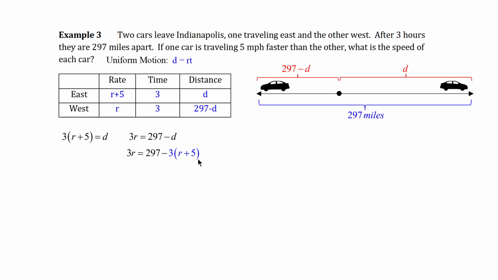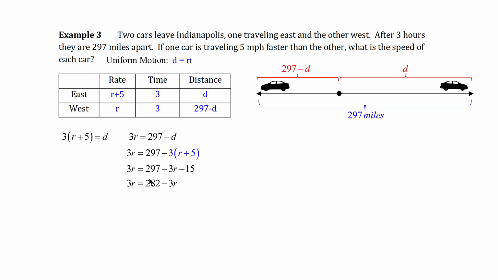From here, we could distribute the minus 3 into the parentheses to the r and the plus 5. When we do the distribution, we get negative 3r minus 15. We could bring down the 297 and the 3r on the left-hand side. We get 3r equals 297 minus 3r minus 15. Next, we could combine like terms on the right-hand side. We have 297 minus 15 is 282, and we could bring down the minus 3r.